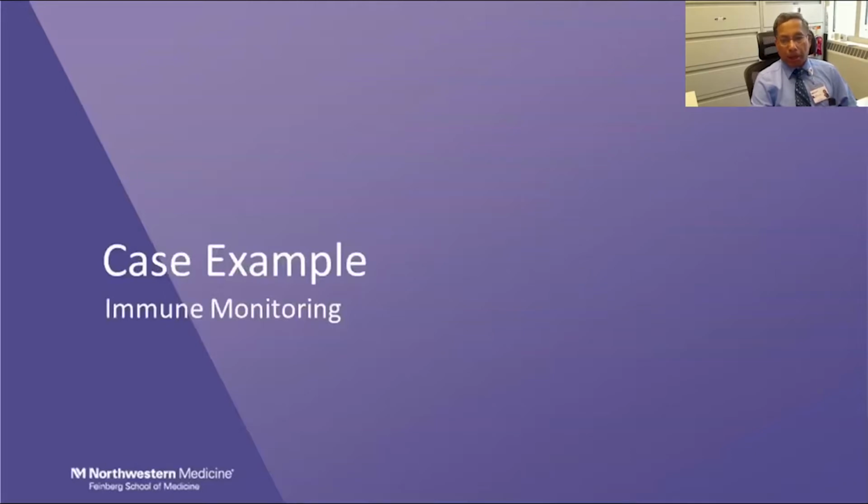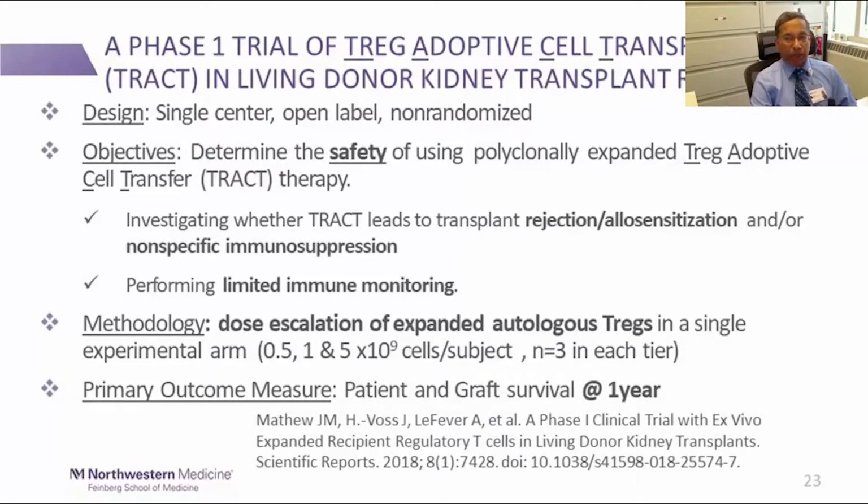Let me give you a couple of examples where the immune monitoring has provided services for cellular therapeutic trials. This slide shows a phase 1 safety trial of Treg adoptive cell transfer therapy in living donor kidney transplant recipients. The design was a single-center, open-label, non-randomized trial with the objectives to determine the safety of using polyclonally expanded Treg therapy, investigating whether TRACT leads to transplant rejection, allosensitization, or non-specific immunosuppression. We also performed limited immune monitoring.